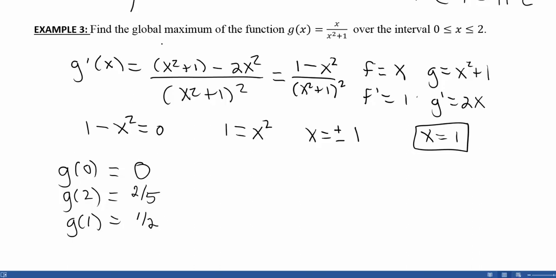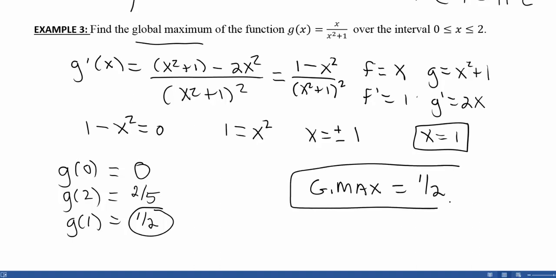So looking for a global maximum means we want the largest value. So half is the largest value we get from this list. So our global maximum is 1/2. So that's the global maximum of this function on this interval. Let's look at another example.